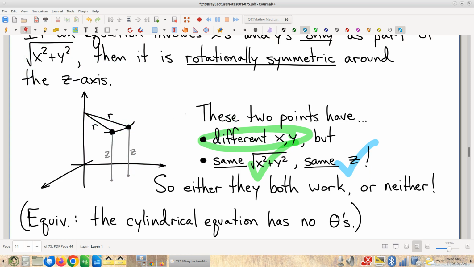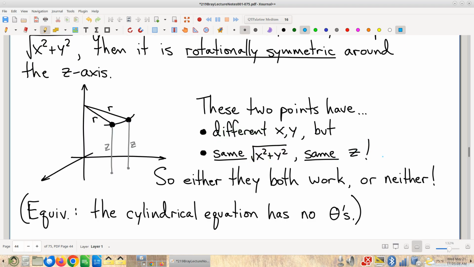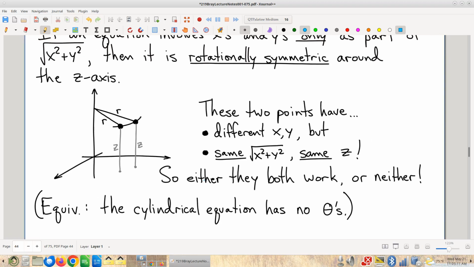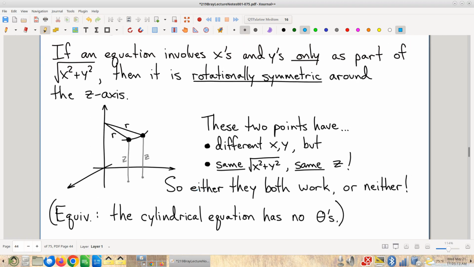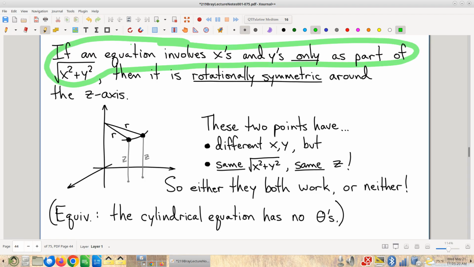Okay. All right. Now, here's another point of view, and this is pros and cons, arguably a little quicker, but different points of view. Let's think about what it would mean. What can we conclude from this condition here? Again, suppose x and y appear only as part of that square root. If I were to convert this equation into cylindrical coordinates, there wouldn't be any thetas. I mean, square root of x squared plus y squared is going to translate as absolute value of r.